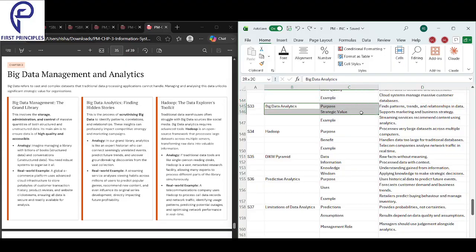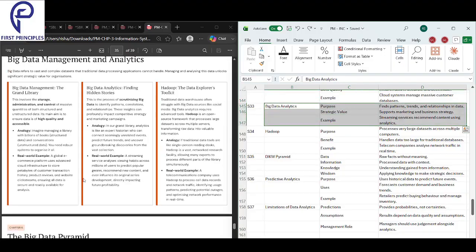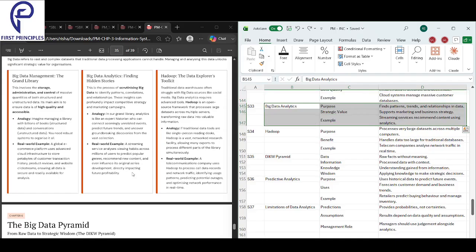Next, we look into big data analytics. What about big data analytics? Purpose: it finds patterns, trends, and relationships in the data. Strategic value: it supports marketing and business strategy. As an example, streaming services recommend content using analytics.